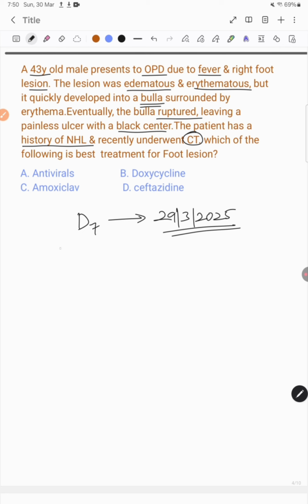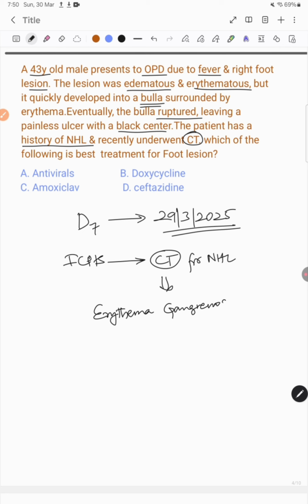Given the history, it indicates the patient is immunocompromised, right? Why? Because he is receiving chemotherapy for NHL. The skin lesion most commonly seen in immunocompromised patients is ecthyma gangrenosum. The most common cause of ecthyma gangrenosum is Pseudomonas.